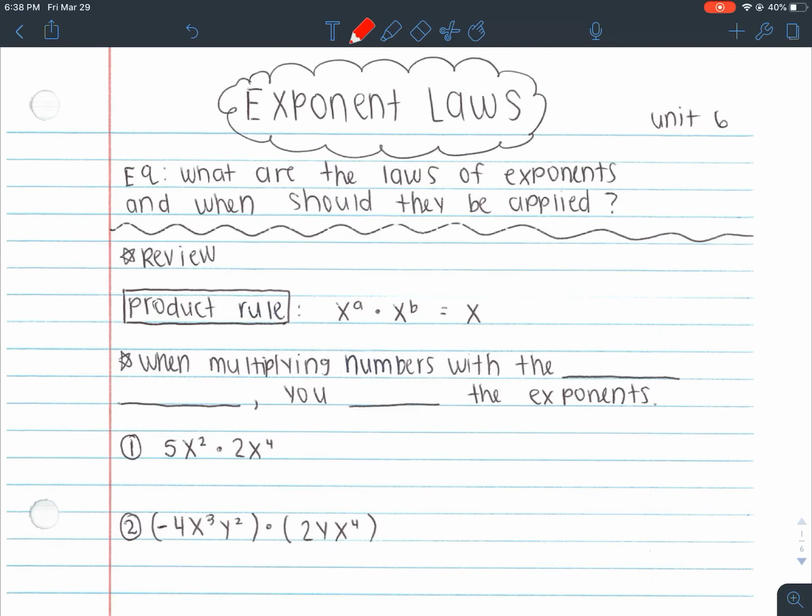Hey guys, these notes are for the new exponent laws. So we're reviewing all of the exponent laws that we have already learned in Unit 1, which is quite a bit ago since this is Unit 6. And then we're going to learn 2 more laws that we are going to use, and then we're going to combine them all together. So our essential question is, what are the laws of exponents and when should they be applied?